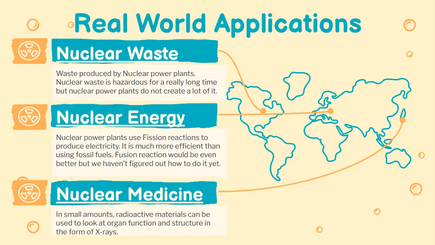There are some real-world applications which you can research more about. There's plenty of videos on YouTube, as well as reading material available on the internet. So some real-world applications for nuclear power are nuclear waste. So waste is produced by nuclear power plants. Nuclear waste is hazardous for a really long time, but nuclear power plants don't really create a lot of it. Nuclear energy is used in nuclear power plants, which again are fission reactions in order to produce electricity, and it's way more efficient than fossil fuels.